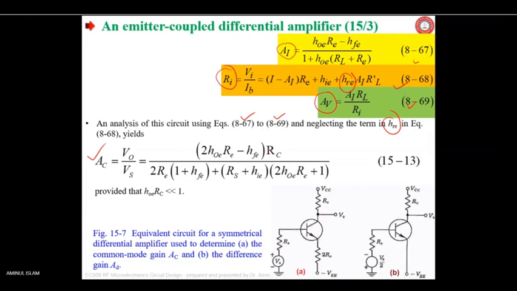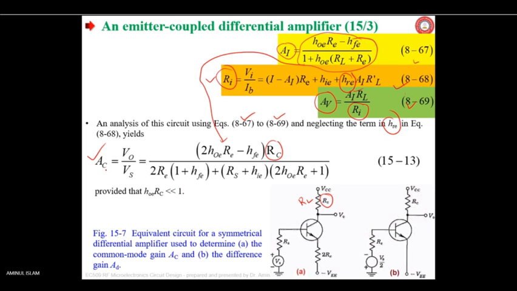For the voltage gain, what is RL? RL in this case is RC. In earlier discussion we denoted it with RL, now we are denoting it with RC. So RL is nothing but RC, and AI is given here. Putting this value here, and at the denominator we are going to put the value of RI, which is here, and we are neglecting this RE.